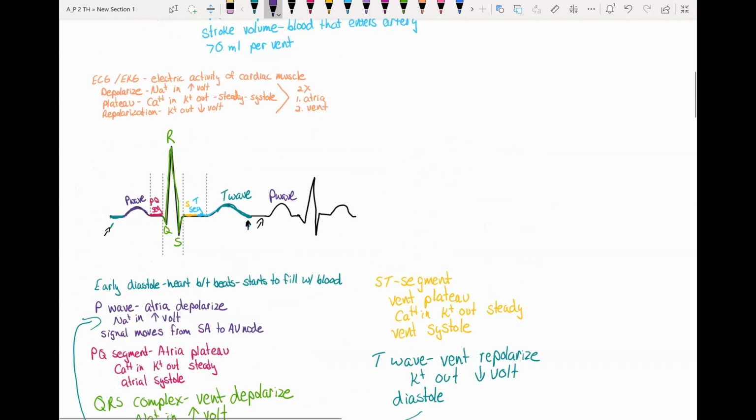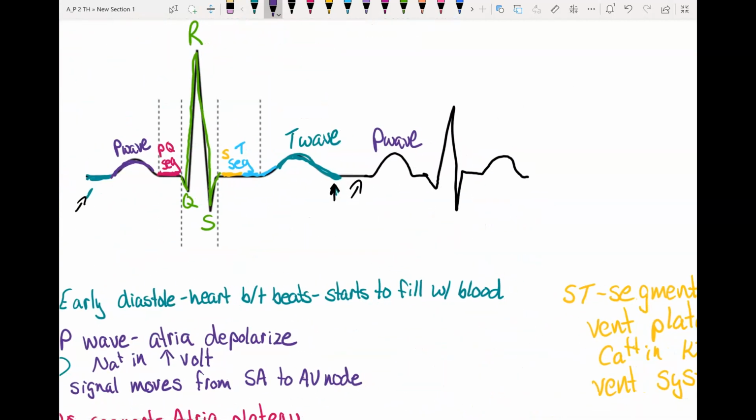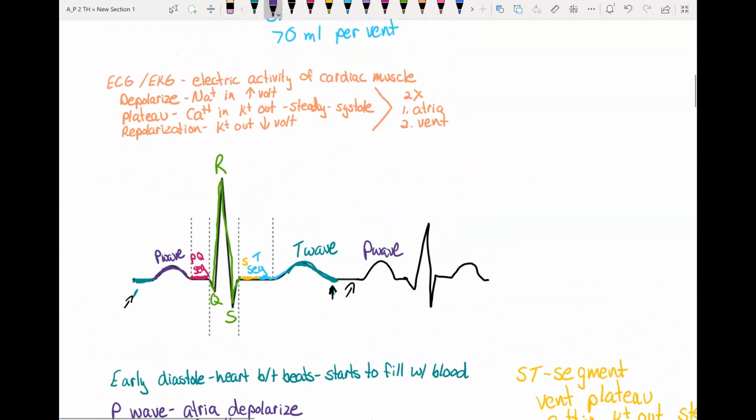Okay, so we have P wave, the atria depolarize; PQ segment, the atria plateau and systole; QRS complex, the ventricles depolarize; ST segment, the ventricles plateau and systole; T wave, the ventricles repolarize. So we're going through these three steps. We have it once for the atria, a second time for the ventricles. So you might be noticing something missing.